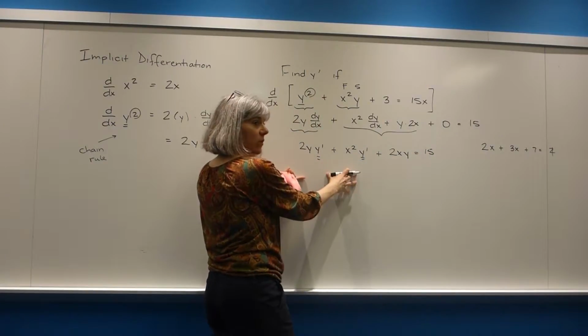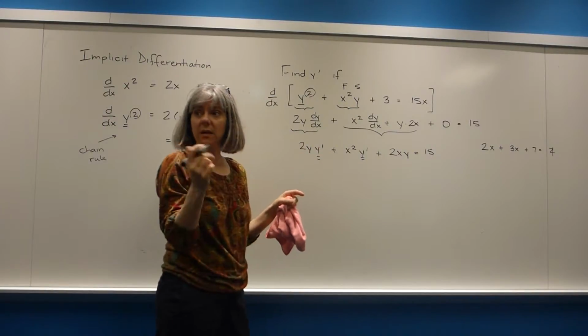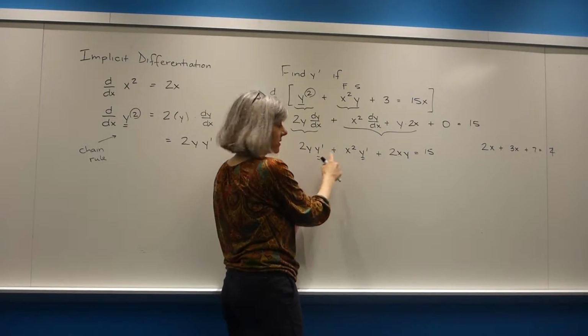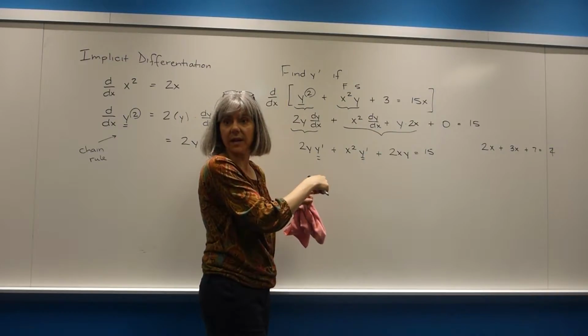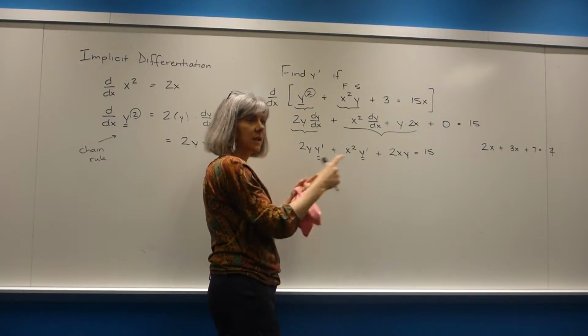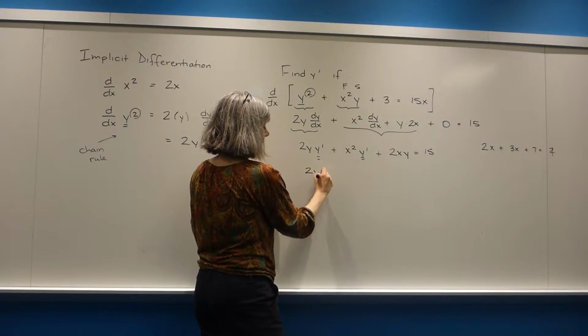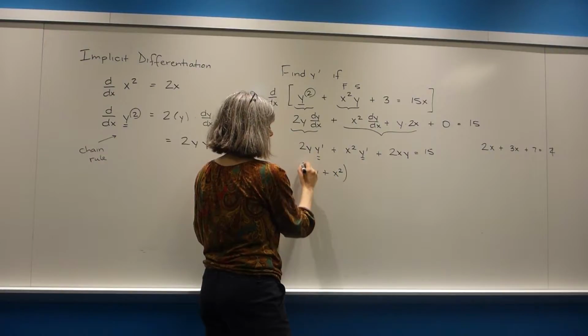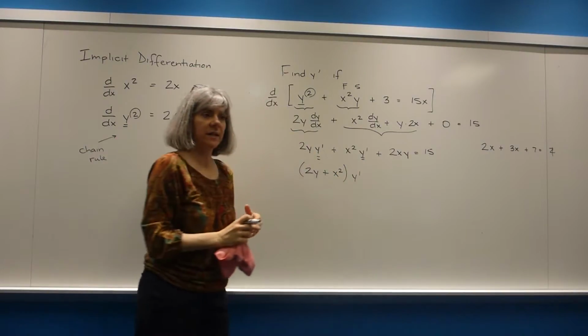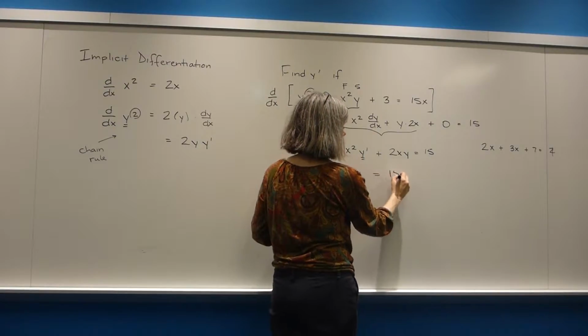So when I collect up my y primes, I'm saying how many y primes do I have? That's one way to think of it. I've got 2y of them here, plus x squared more of them there. Or you can think of factoring out the y prime. Either way gives you the same answer. So we'll have 2y plus x squared, times y prime. That's how many y primes I have. Everything else goes on the other side.